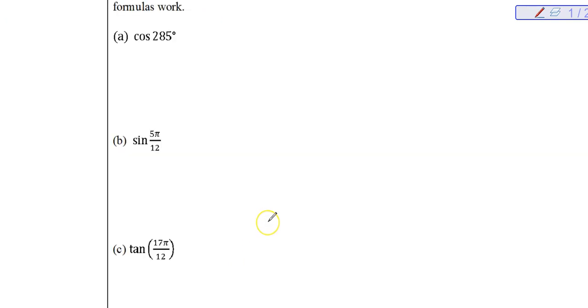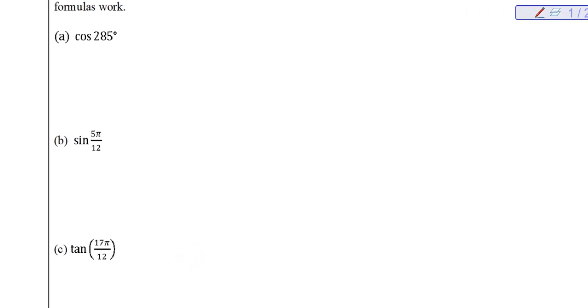I would like for you to please note that I have changed problem B and problem C. So if you would please do that right now so that you're not solving a different problem than me. Problem B, I would like you to change to the sine of 5 pi over 12. So change the 7 pi to 5 pi. And then for problem C, I would like you to change the tangent of negative 7 pi to just positive 17 pi over 12. Okay, so tangent of positive 17 pi over 12. So if you have those changed, I'm ready to work.